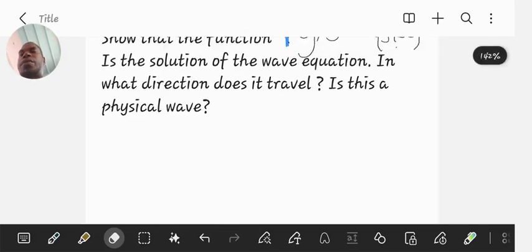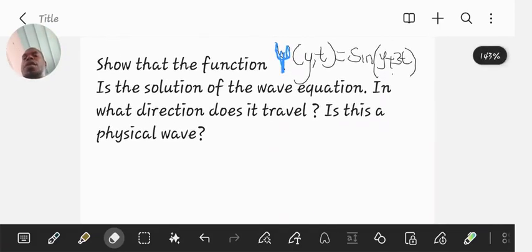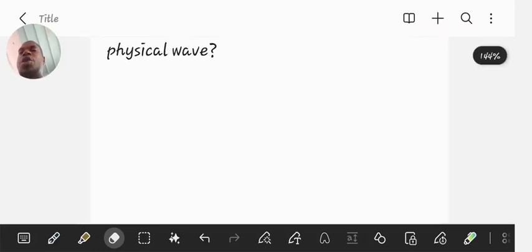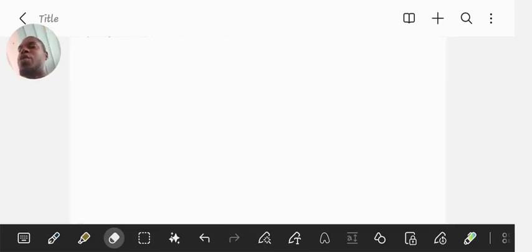In our video we will show how to solve this equation and show that it is a solution of the wave equation. In addition, we will also work out in which direction it travels. We'll also give clarity on whether it's a physical wave or not a physical wave. Therefore, to start with, let us write down the wave equation itself. How does the wave equation look like? This is how the wave equation actually looks like.